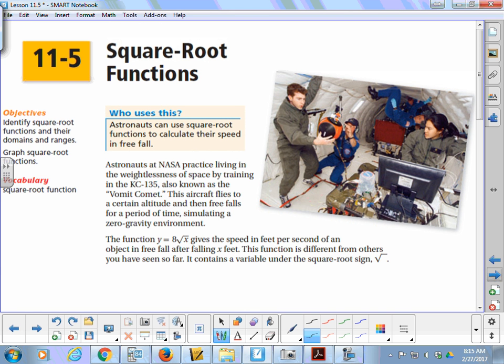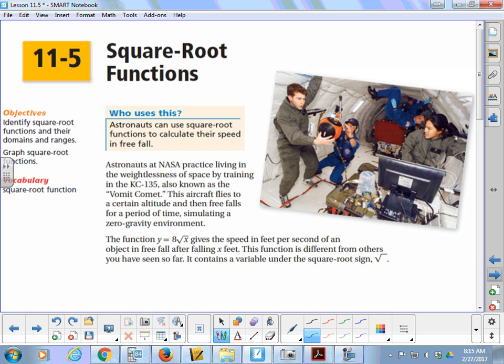Okay. Lesson 11.5 has to do with square root functions. So we'll look at solving some problems that involve square roots, and then we're going to identify the domain and range of a square root function, and then graph some square root functions according to their transformations.